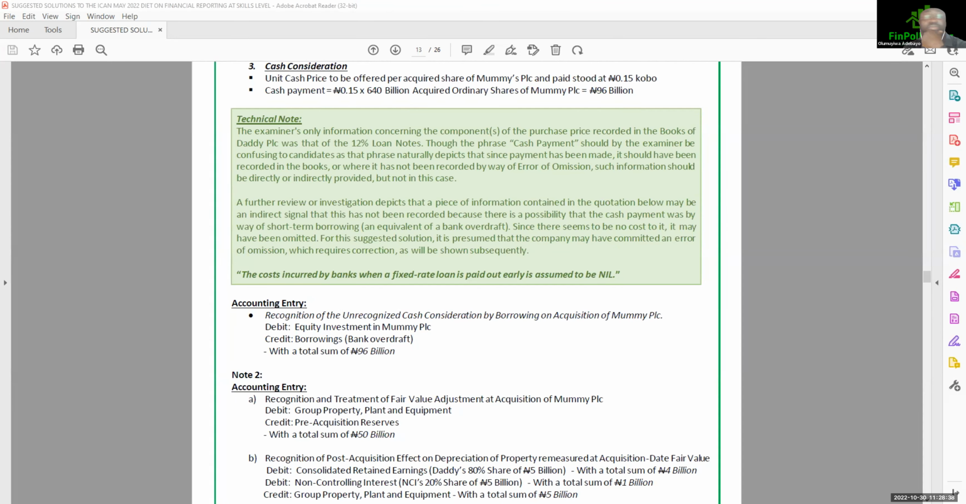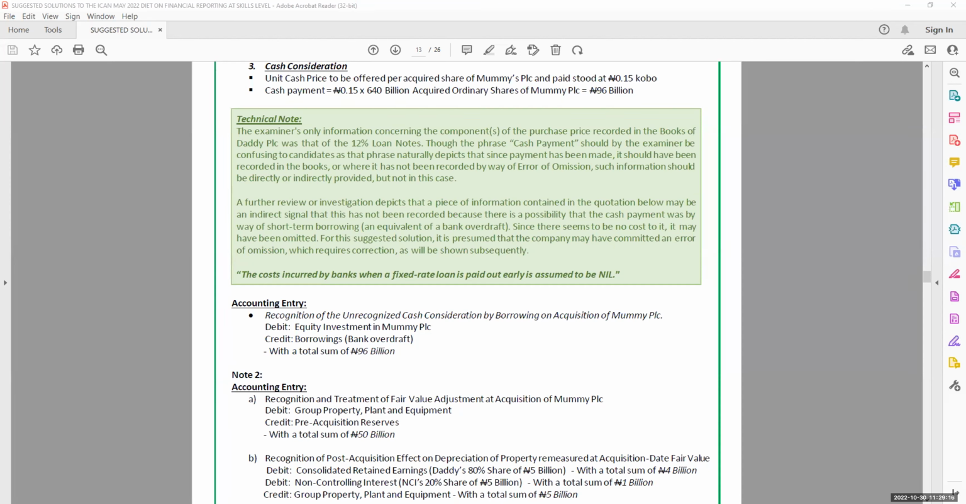The examiner's only information concerning the components of the purchase price recorded in the books of Daddy PLC was that of the 12% loan notes. Though the phrase cash payment should by the examiner be confusing to candidates, as that phrase naturally depicts that since payment has been made, it should have been recorded in the books, or where it has not been recorded by way of error or omission, such information should be directly or indirectly provided, but not in this case.